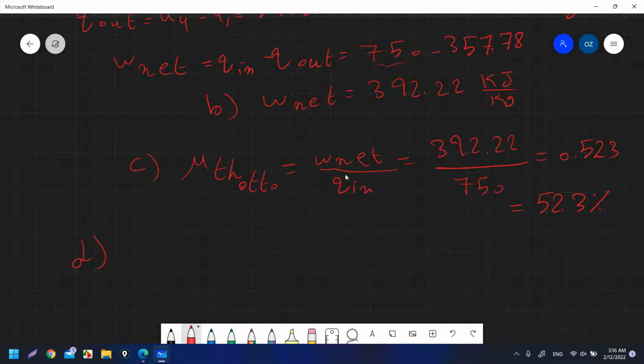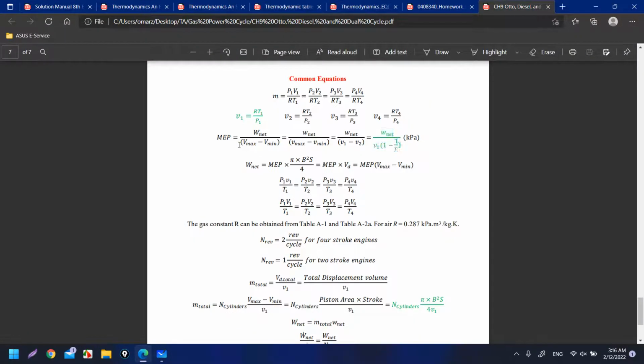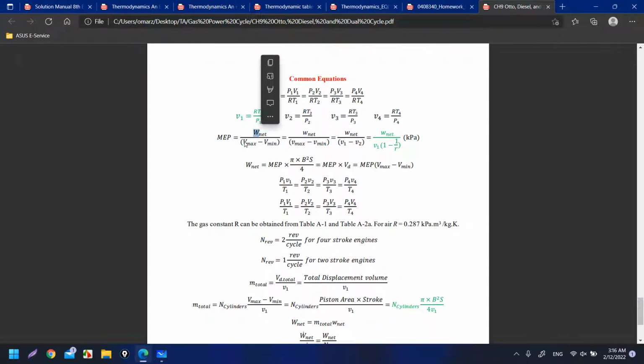For part D, the mean effective pressure, we saw the equation for mean effective pressure. I have the work in kilojoule per kilogram, so I will not use this one. This one is in kilojoule and this is meter cubed. I have W net, but I don't have Vmax. Vmax is V1 and Vmin is V2, and I don't have V1 or V2. But if I take V1 as a common factor, it will be 1 minus 1 over R. I have R, but still I don't have V1.